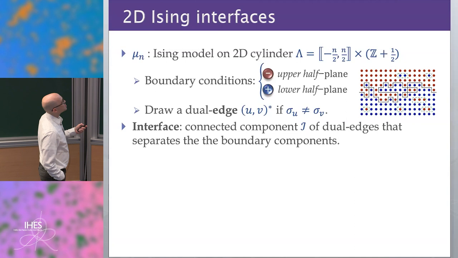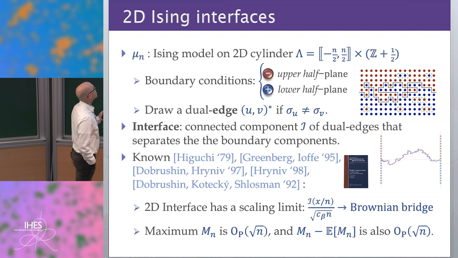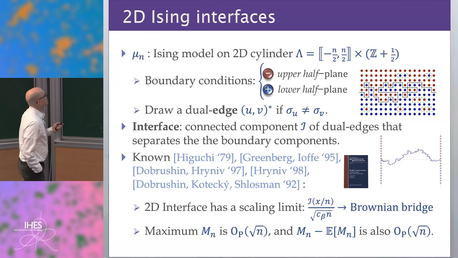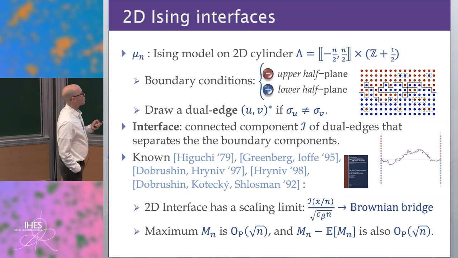And in two dimensions, we've actually seen this in Fabio's talk from this morning. Everything is known about this. This converges to a Brownian bridge. I put here a picture of the book by Dobrushin, Roman, and Senia, which is one of the first things that I read on the Ising model. And in particular, the interface is rough.